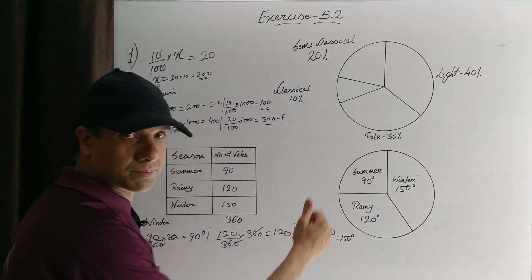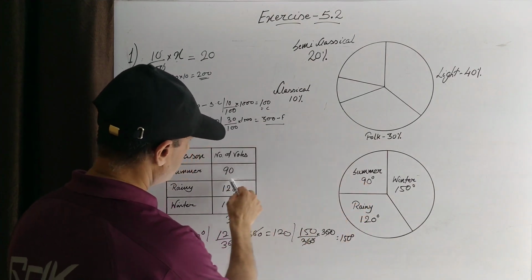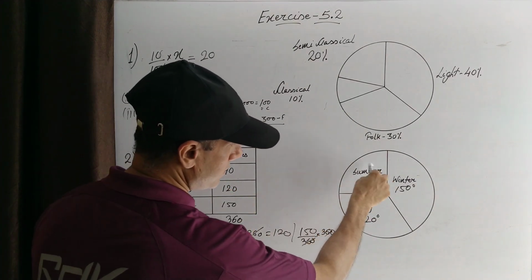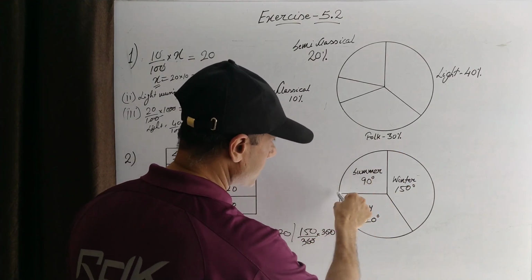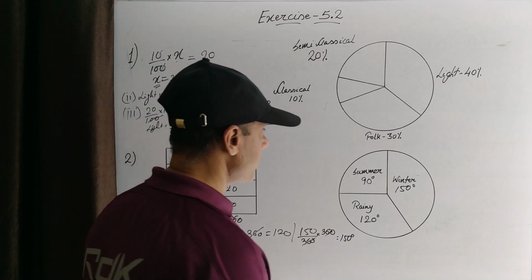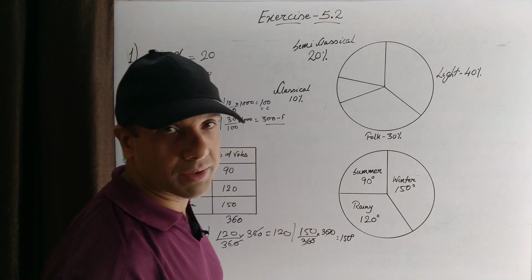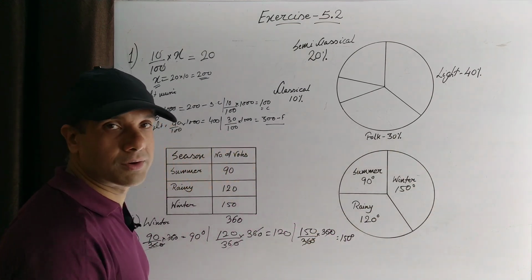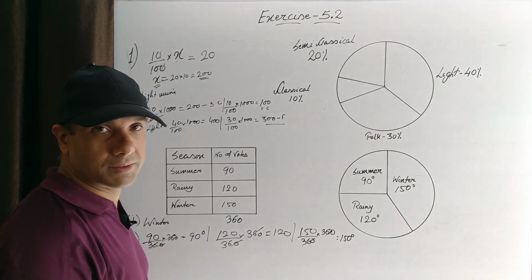We have already found that summer, 90 votes, came out to be the central angle of this sector 90 degrees. For rainy it came out to be 120 degrees, and for winter 150 degrees. So this is our circle graph or pie chart. Clear?